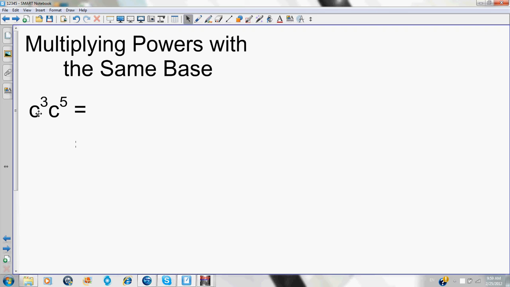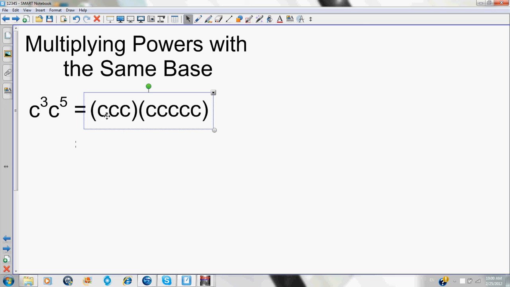Right here we have c to the third times c to the fifth. The base in this one is c, and the base in this one is c, so they have the same base, so we can multiply them times each other and do something special. So first of all, let's look at what c to the third is. C to the third is c multiplied by itself 3 times, and c to the fifth is c multiplied by itself 5 times. So it would look like this: c times c times c multiplied by c times c times c times c times c.